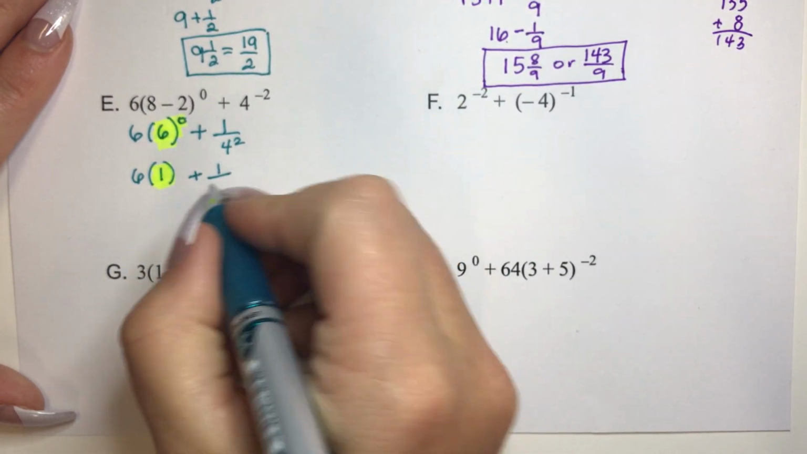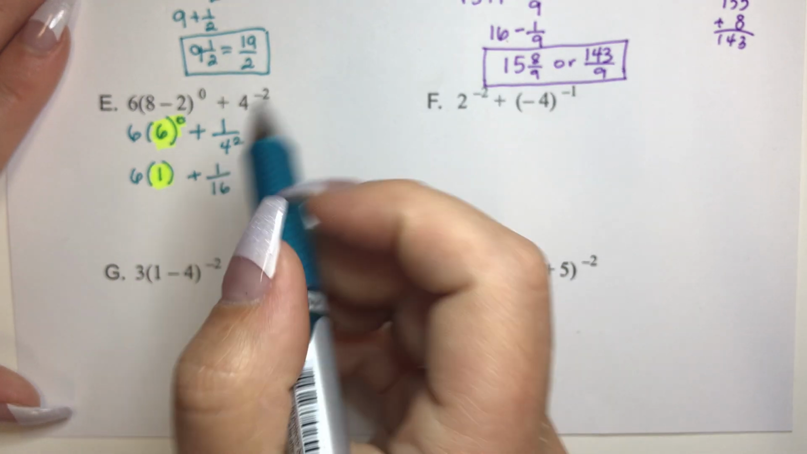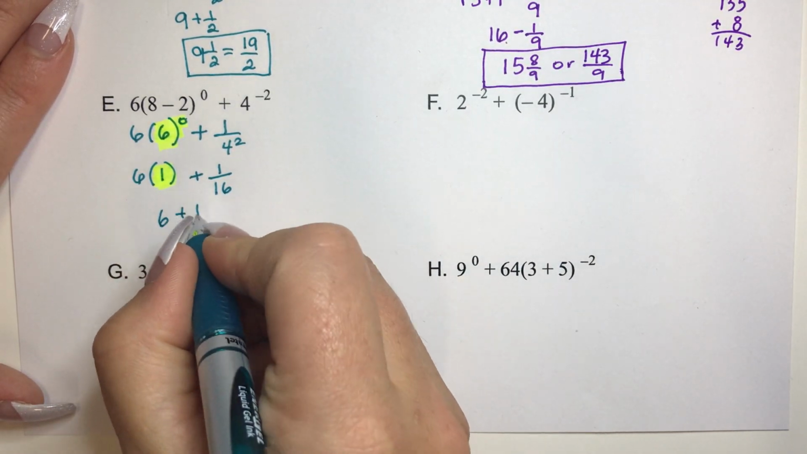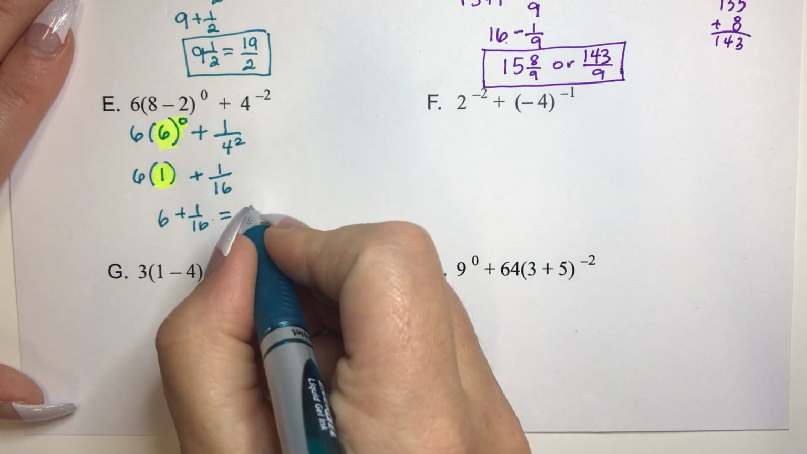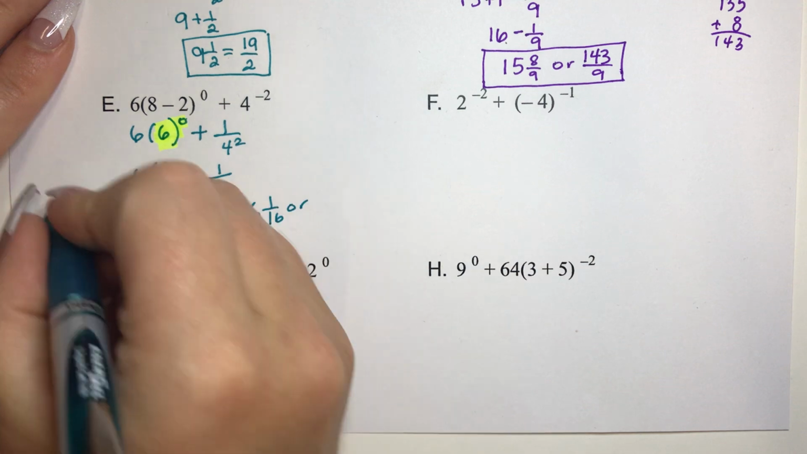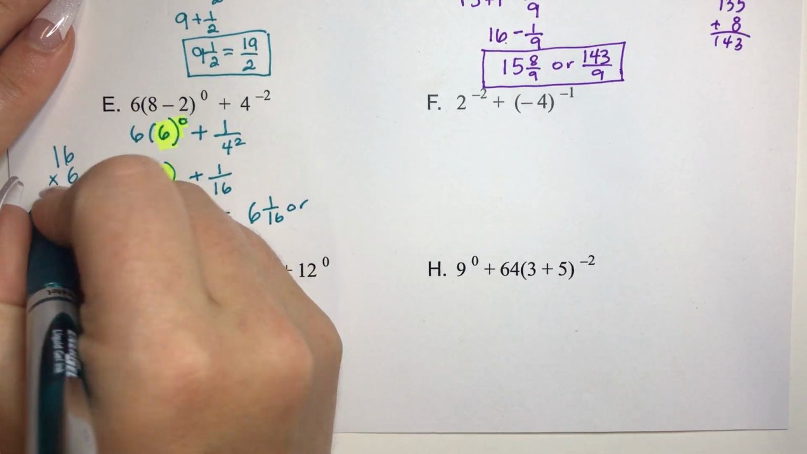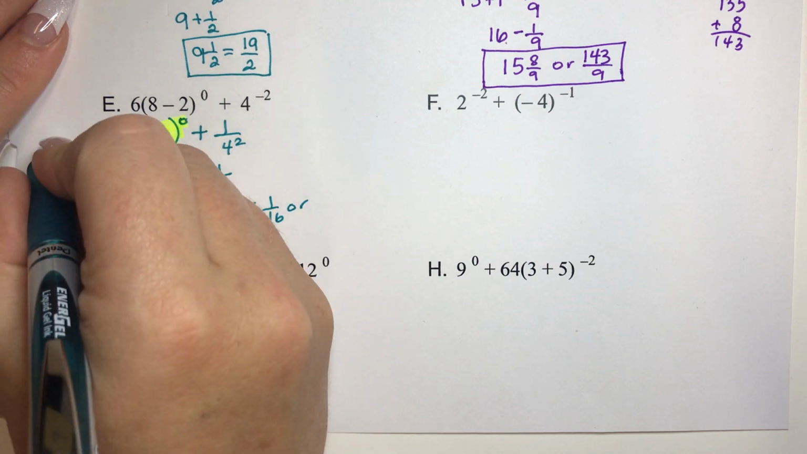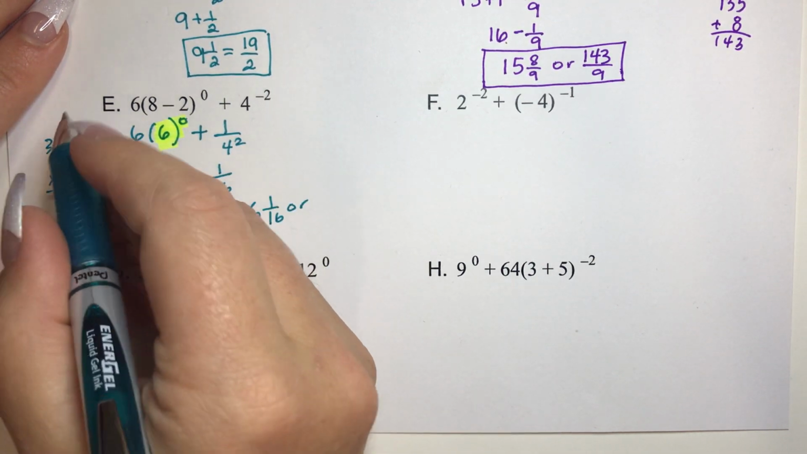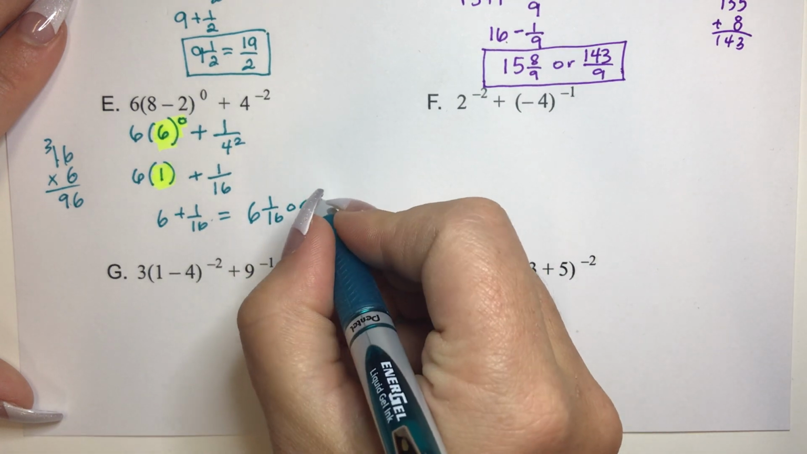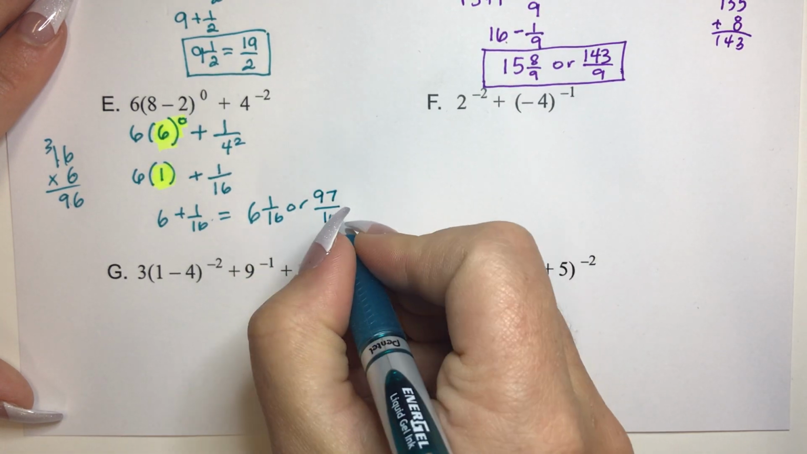And 4 squared is 4 times 4, which is 16. 6 times 1, we got to do that multiplication. We have 6 plus 1/16, which is just 6 and 1/16. Or, as an improper fraction, we go 16 times 6, and then you add the 1, right? 6 times 6 is 36. Carry the 3. 6 times 1 is 6, plus 3 is 9. So that's 96 plus 1 would be 97/16.